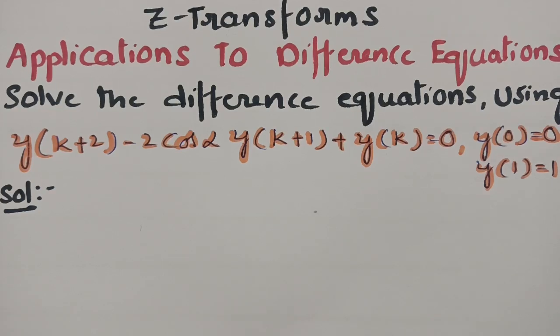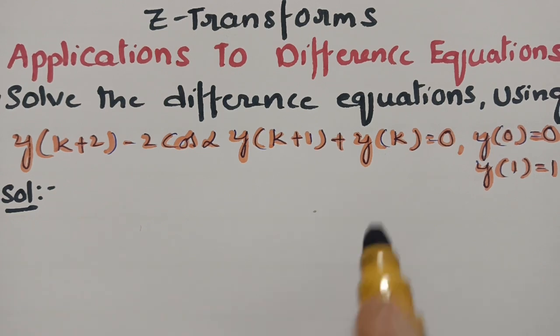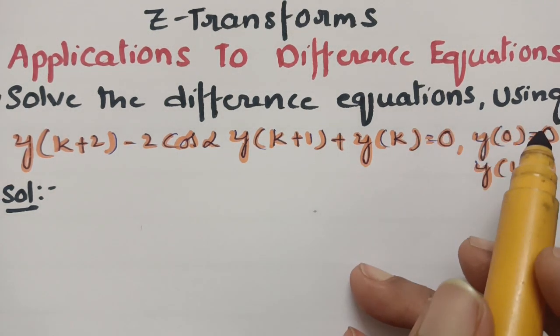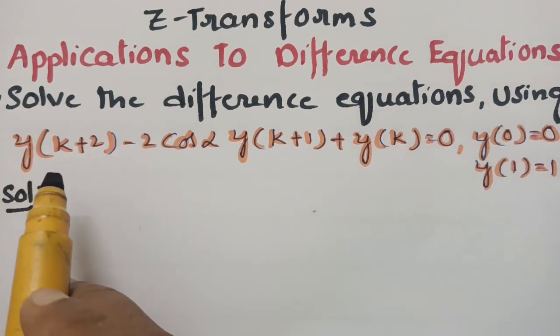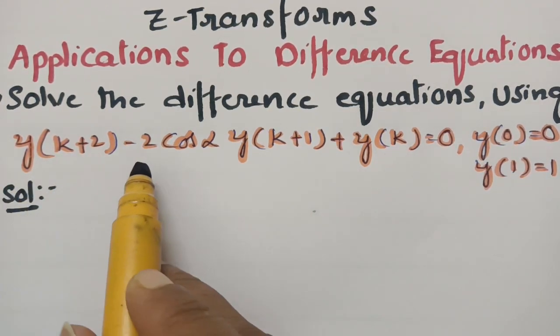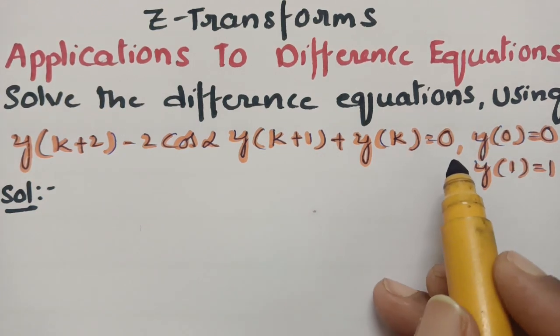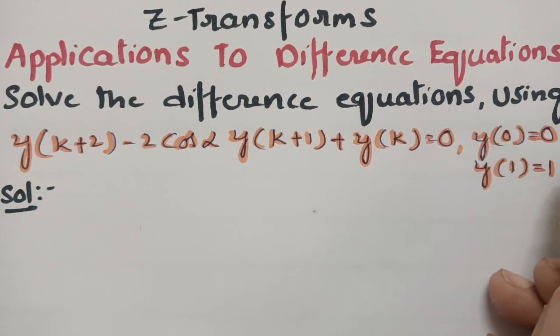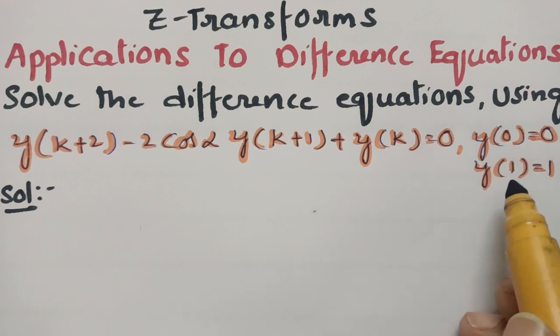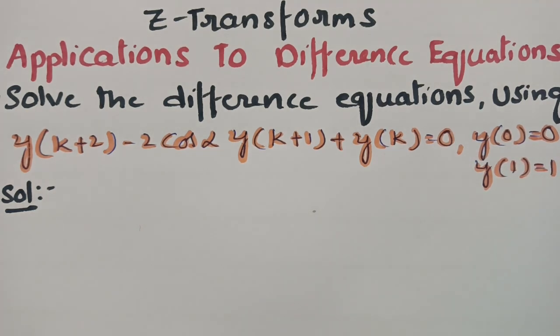Today's topic is applications to difference equations, and this topic is from Z transforms. Now in this video we are going to solve the difference equations using Z transforms. That is, the equation is y of k plus 2 minus 2 cos alpha into y of k plus 1 plus y of k is equal to 0, and the given conditions are y of 0 is equal to 0 and y of 1 is equal to 1.